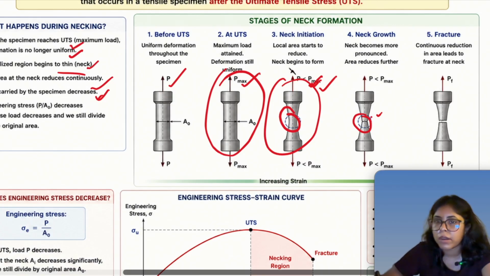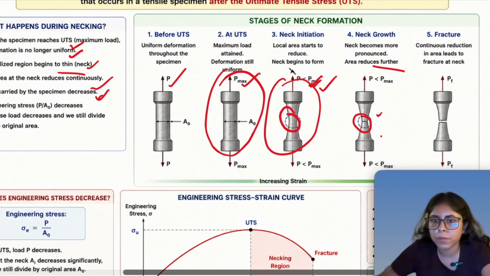So we call it necking, and then necking will become more and more prominent. That means the area will reduce further. The neck will become more prominent and it will get reduced, and then after that there will be fracture.